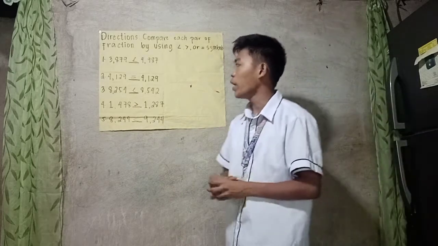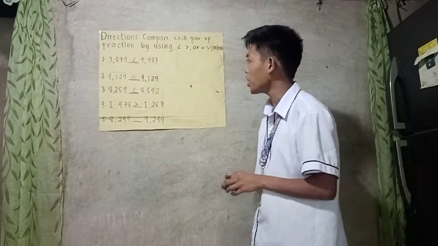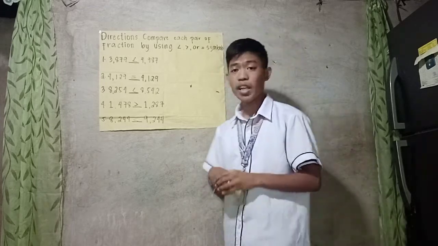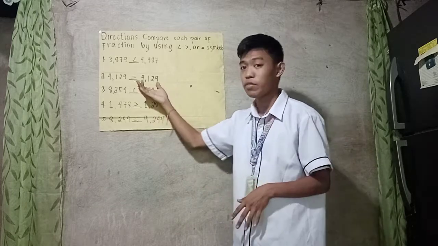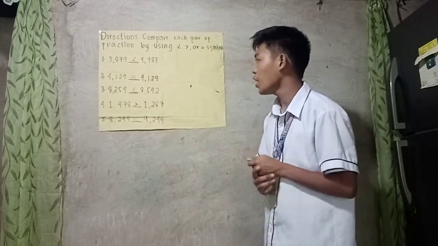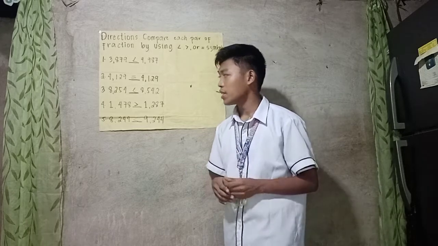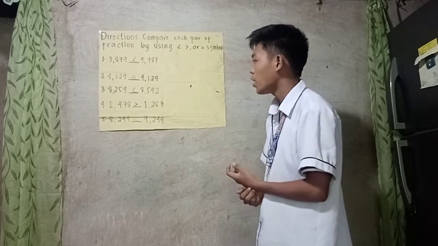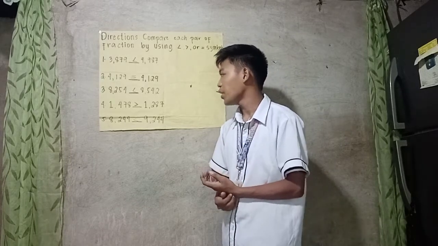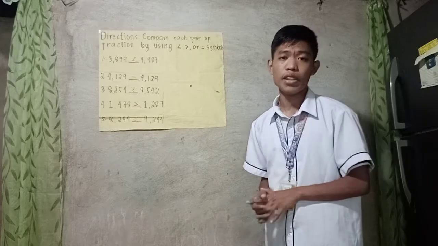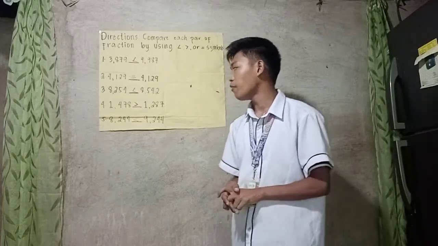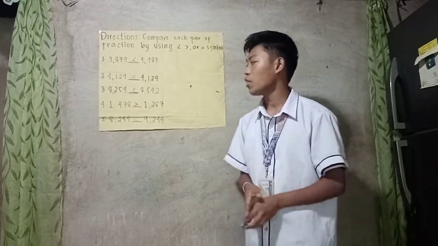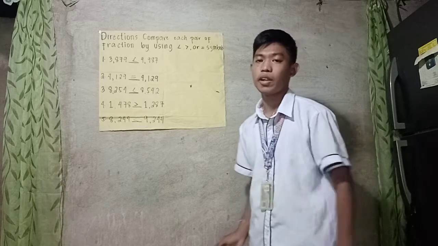For number 1, we have less than, because 4,987 is the bigger one. Number 2, we have equal because they have the same numbers as you have seen right now. Number 3, we have less than because 8,542 is the bigger one. Number 4, we have greater than because 1,478 is the bigger one. Lastly, number 5, we have less than because 9,244 is the bigger one.